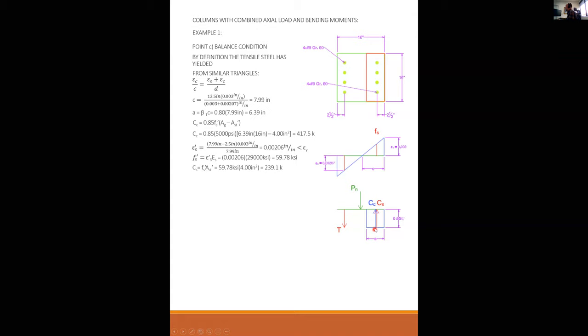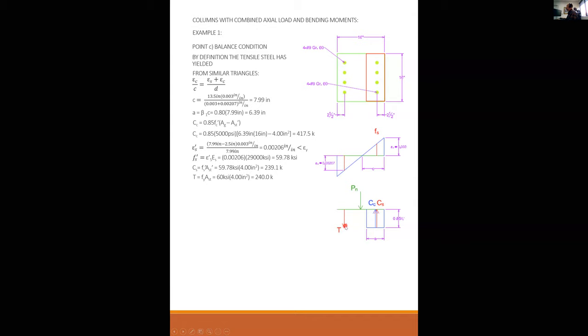What about my tension steel? Well, now I actually have a tension force in my tension steel. Why? Because the tension steel has yielded as defined by this balance condition. So because the tension steel is right at the yield, then I'm guaranteed that the stress in the tension steel is 60 ksi. 60 ksi times this 4 inches squared of steel gives me 240 kips. So my tension is 240 kips.